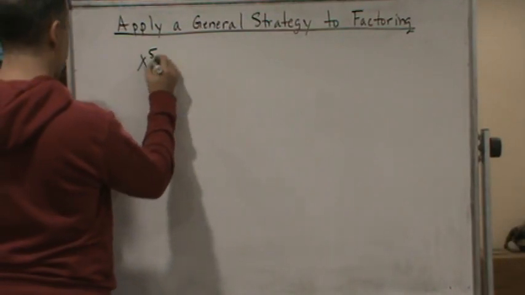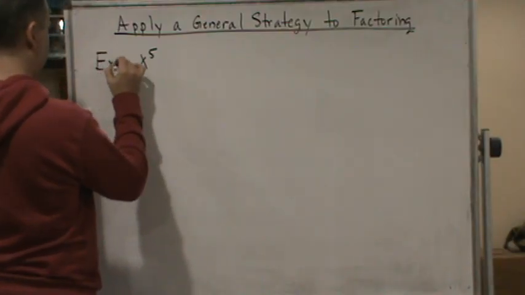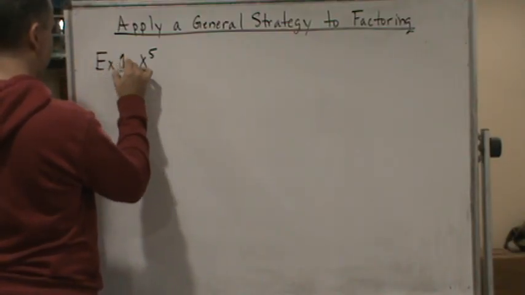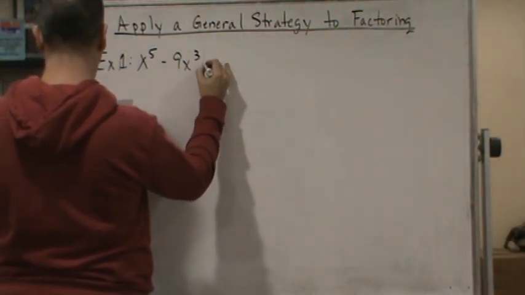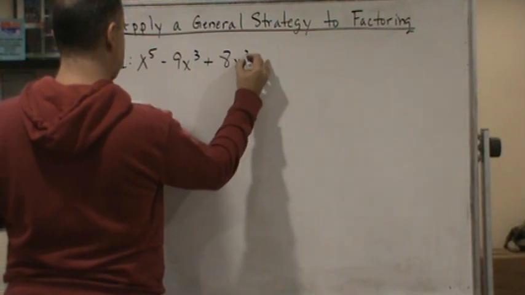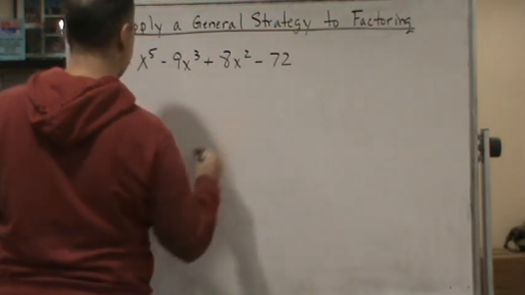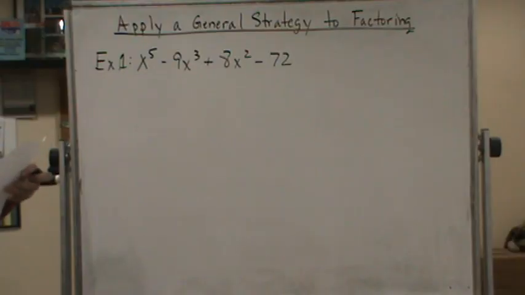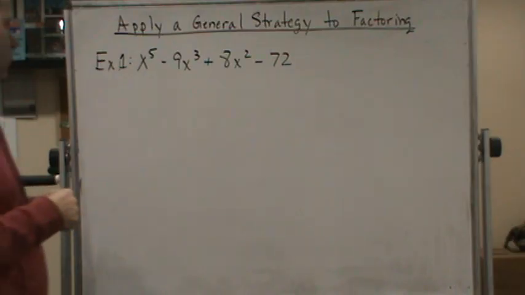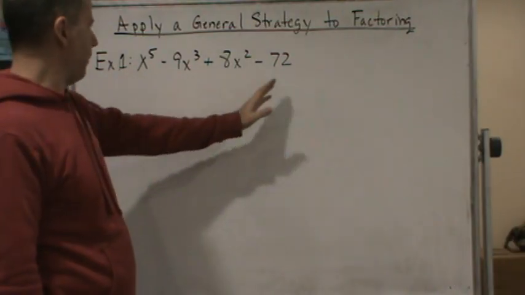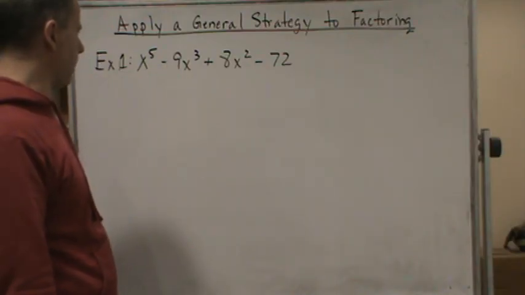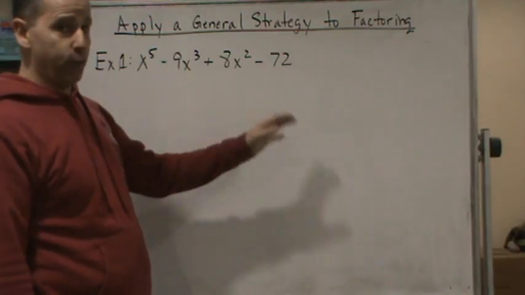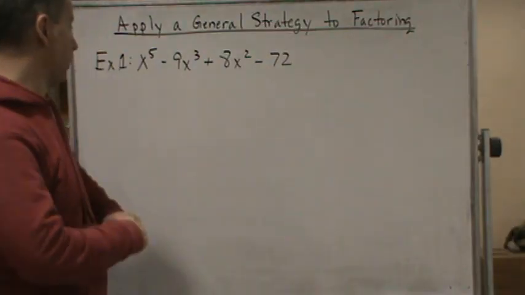So we have x to the 5th minus 9x cubed plus 8x squared minus 72. Okay, and in this case, right away there's no common factor. I've got a 1 here, so there's no greatest common factor. But since I've got 4 terms, I'm going to use factor by grouping.